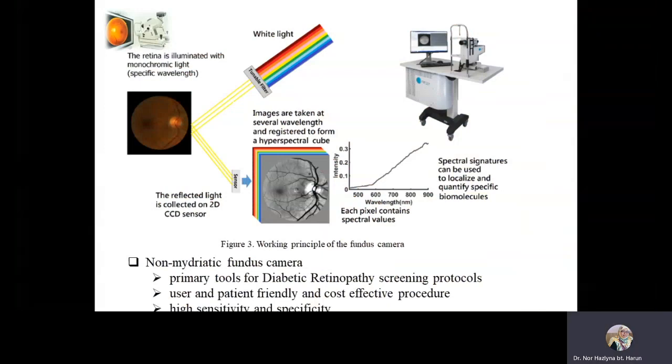Okay, this is figure 3 that shows the working principle of the fundus camera. Actually, the fundus camera is non-mydriatic and it is the primary tool for diabetic retinopathy screening protocols, user and patient friendly, a cost-effective procedure, with high sensitivity and specificity.